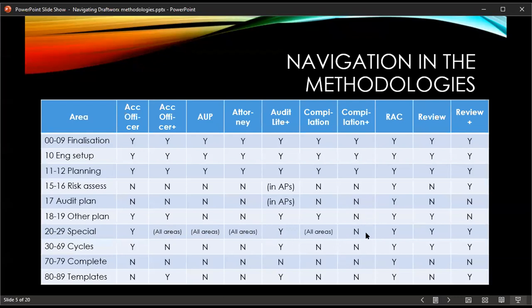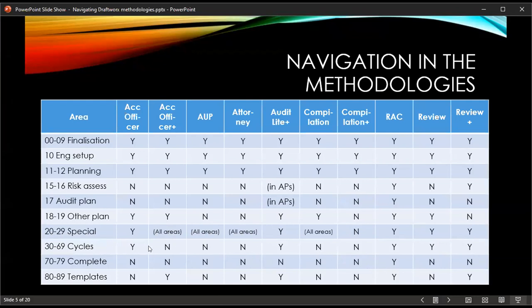Compilations, the Compilation Plus, you'll see that just stops at the planning. There's actually nothing else in the body. You can add as you wish. There's no prescriptive documentation in those areas. RAC has those special risk areas, Review, and Review Plus has those special risk areas.